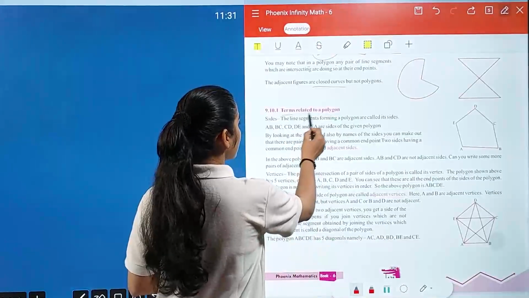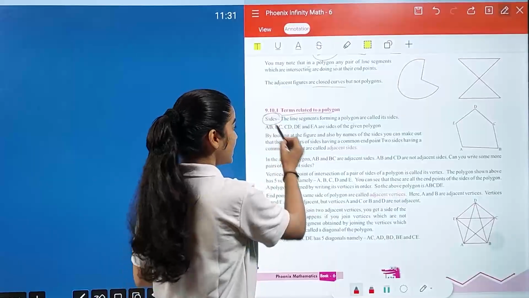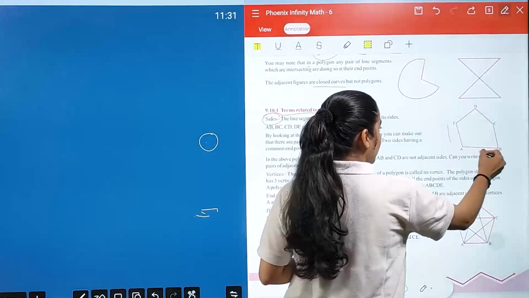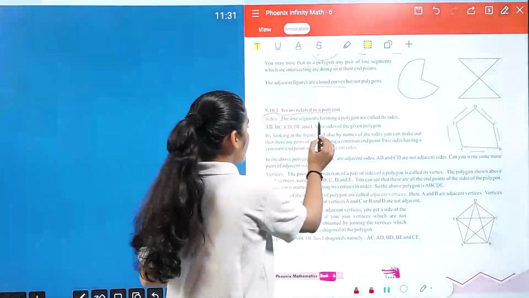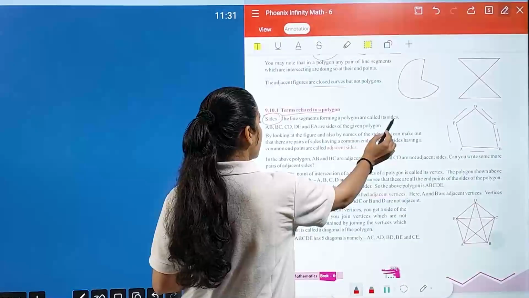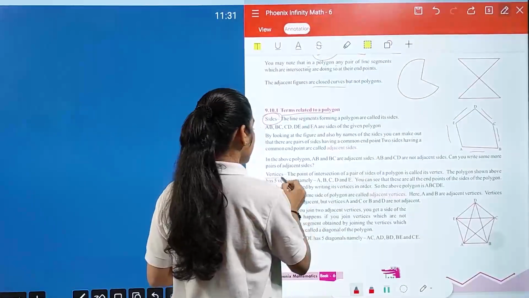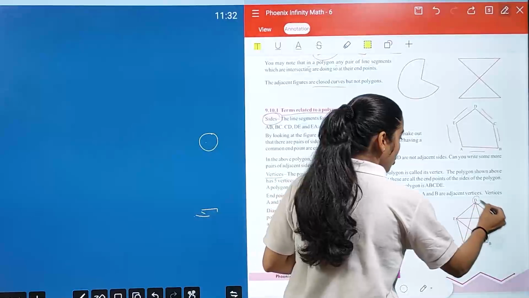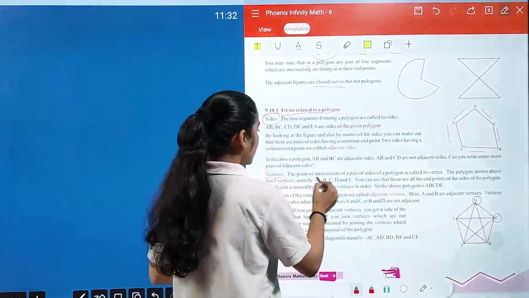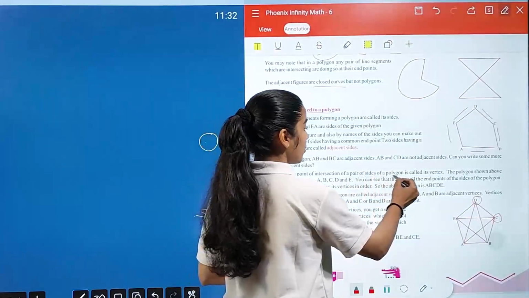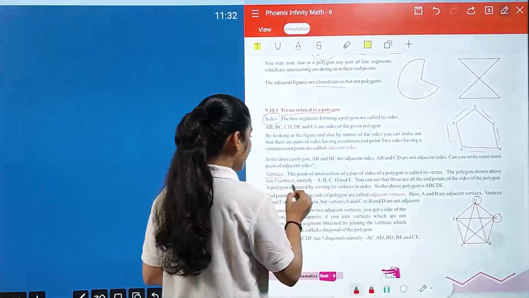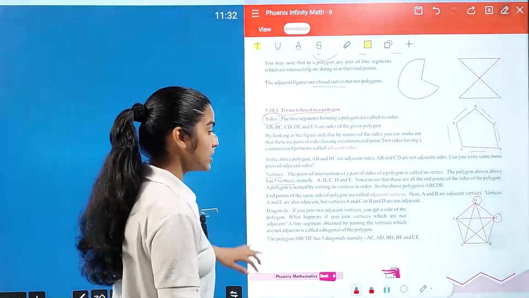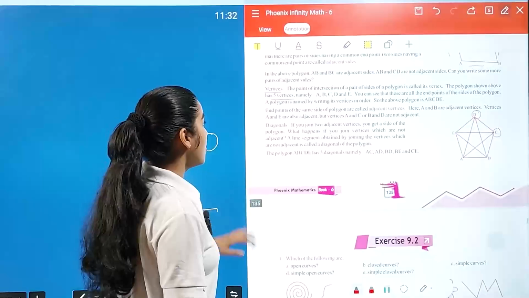Now we have terms related to polygon. First of all we have side. So these are the sides of a polygon. For example, DE, DC, CB. So the line segments forming a polygon are called its sides. Now we have vertex. So the points, the corners we have. The point of intersection of a pair of sides of a polygon is called its vertex. The polygon shown above has 5 vertices: D, C, B, A, E. These are the vertices we have.